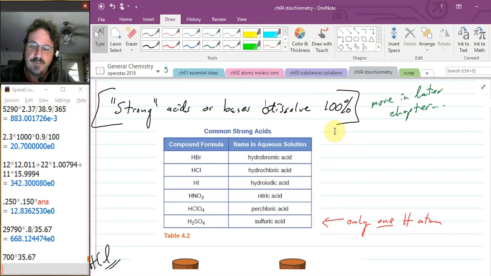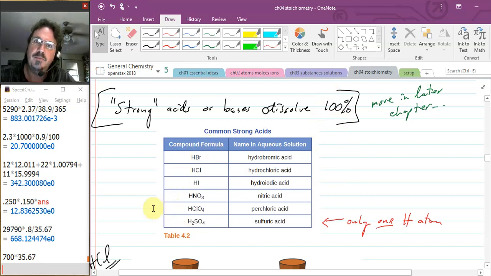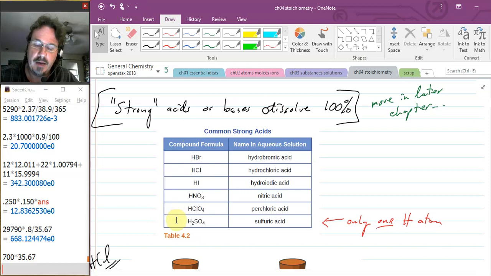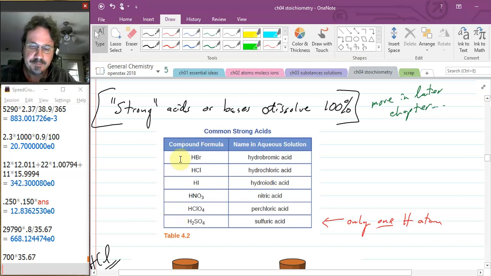That's the key. So what are my strong acids? There are 6 of them that you need to keep in mind. All right? And here they are. You should start to memorize these now, although, like I said, in a later chapter, you will absolutely need to have them down at that point. So why not start now, right?